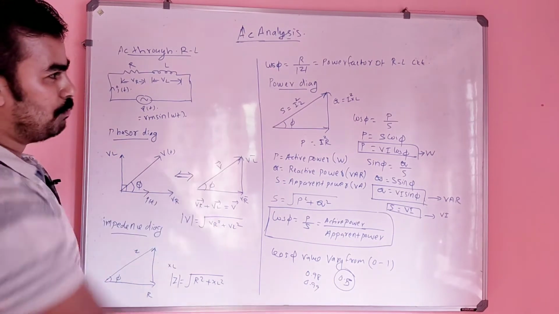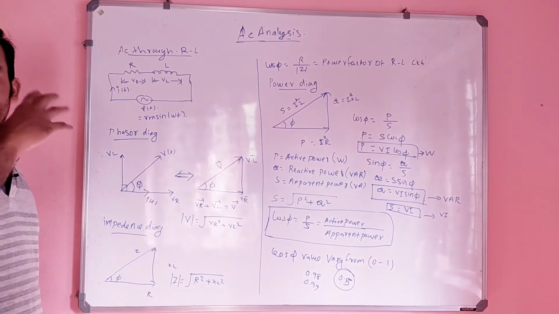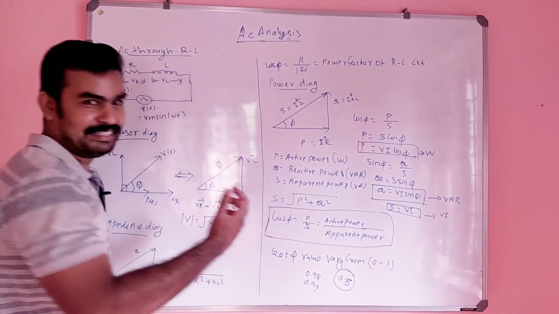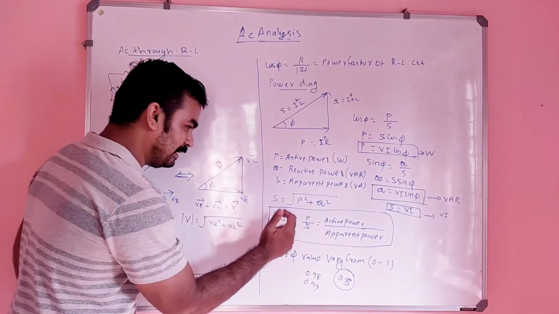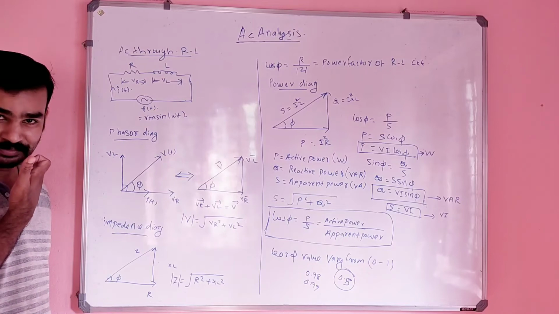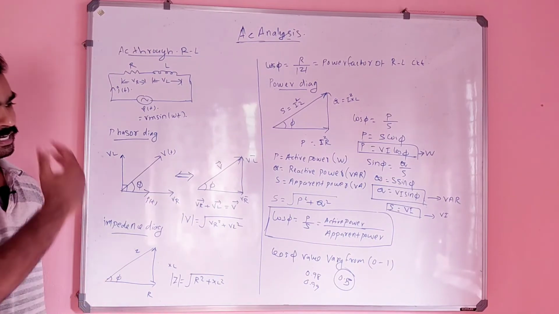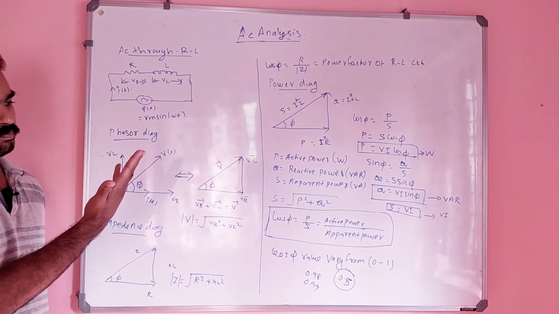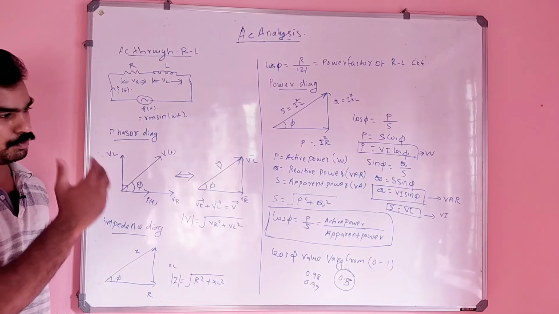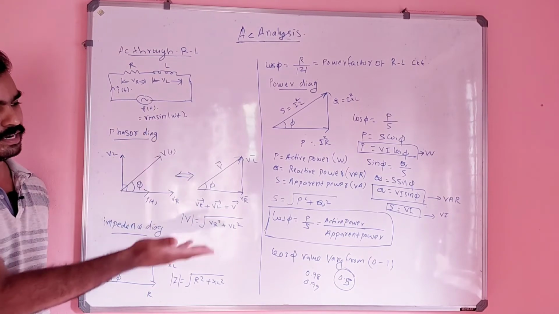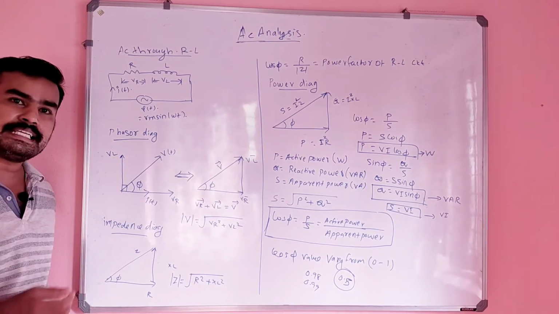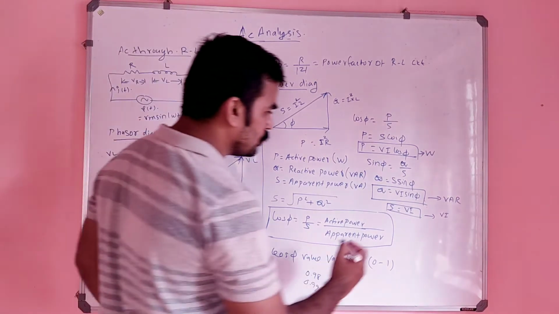So that's all about the concept of active power, reactive power and apparent power, and the very important thing, the power factor. And what is the unit of power factor? See, the numerator as well as the denominator are both power terms, watt-like content. So cos phi is a unitless quantity. It's very important: cos phi is unitless.